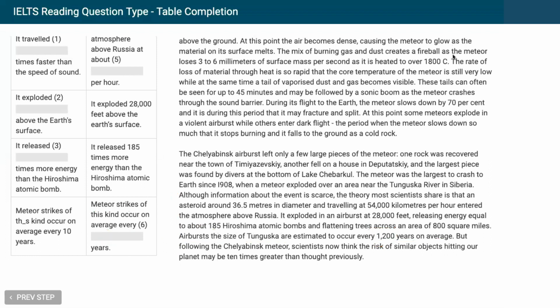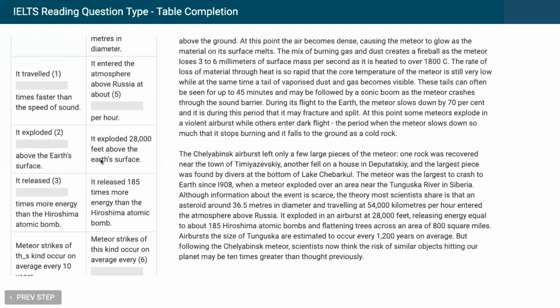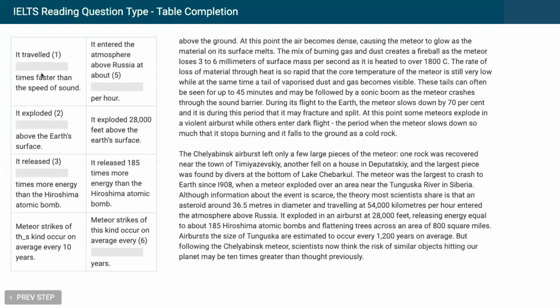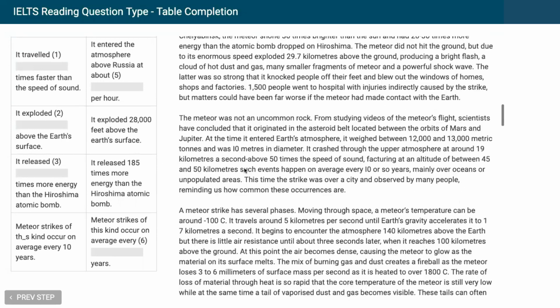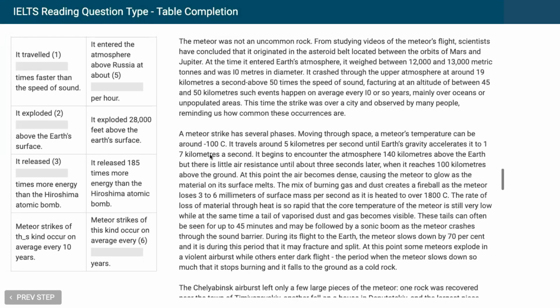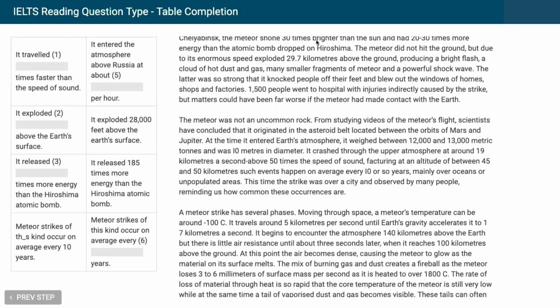Okay, let's go ahead and clear these drawings and just review. So we looked at Chelyabinsk. Number one was that it traveled 50 times faster than the speed of sound. We found that in the middle of the text, not in the beginning, it was more around here, so 50 times. Number two, it exploded 29.7 kilometers above the Earth's surface or above the ground. Number three was 20 to 30 times more energy.